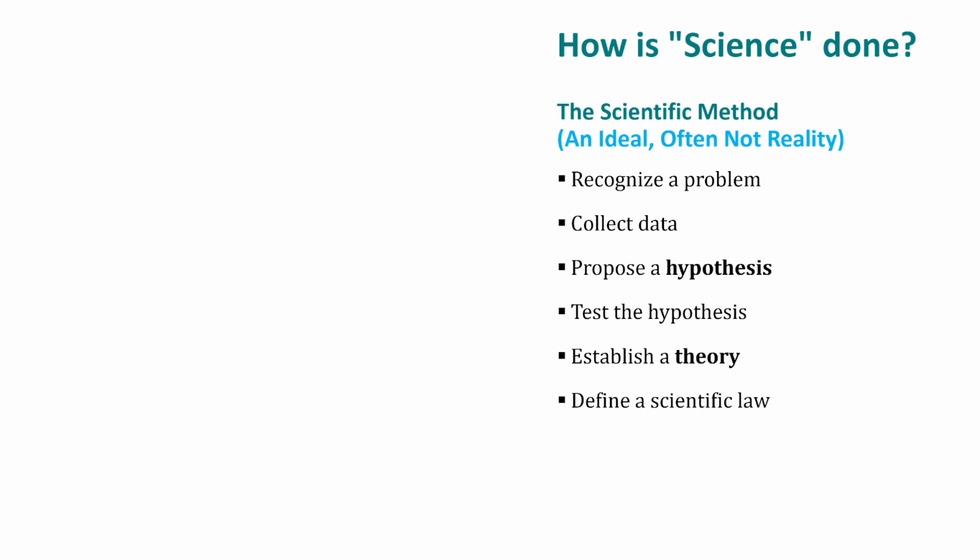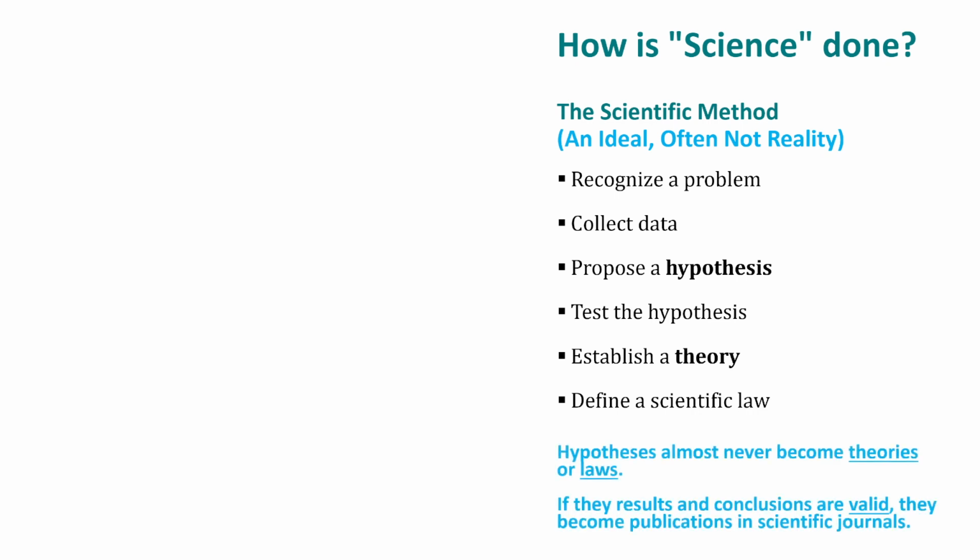So we want to ask ourselves in this lecture as well, how is science done? There is the scientific method, which we've learned about in school throughout our lives, where we recognize a problem, propose a hypothesis, test the hypothesis, establish a theory, and define scientific laws. I want to note to you all that this is an idealized version of the scientific method. It often doesn't reflect the day-to-day life of scientists, but rather the long-term achievements or progression of science over decades and centuries and millennia.